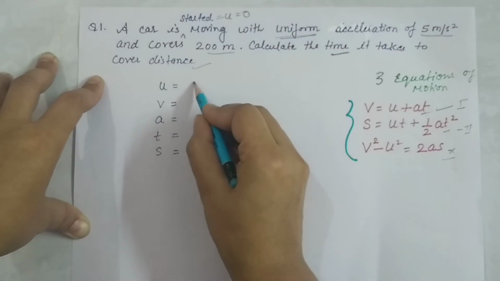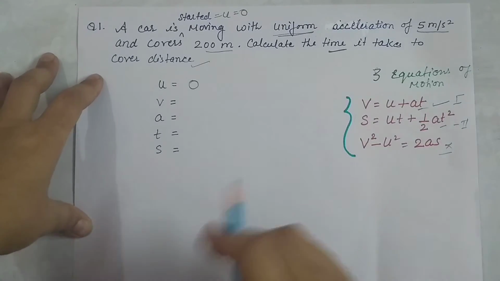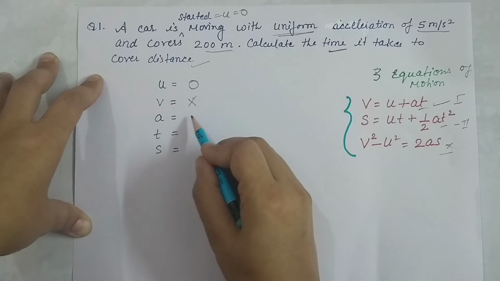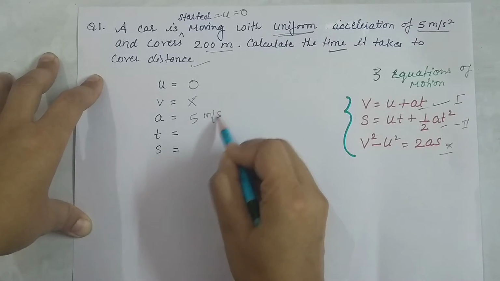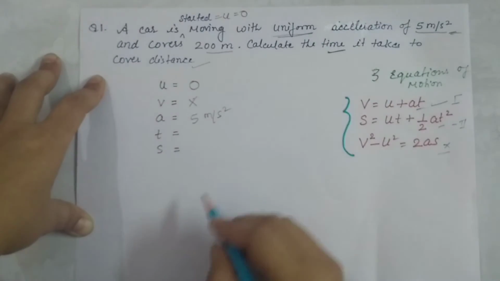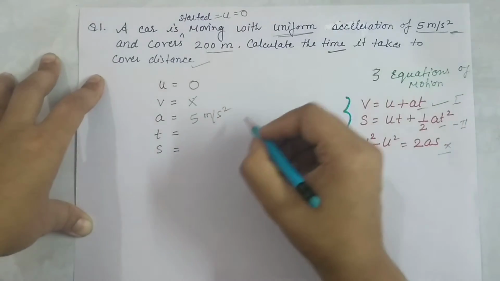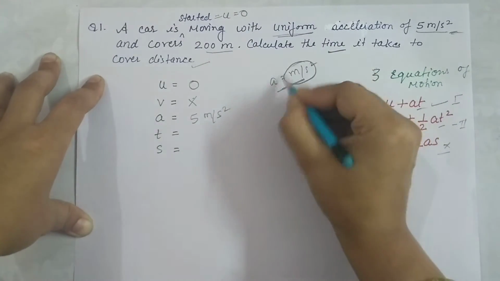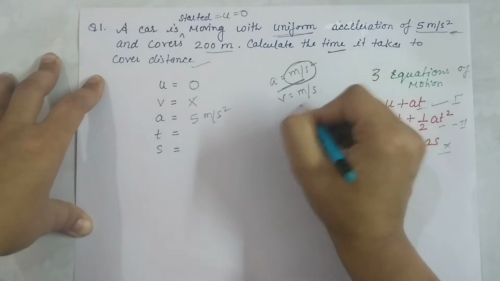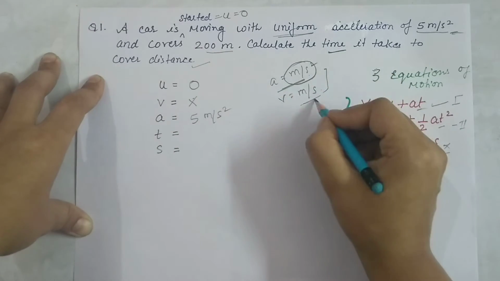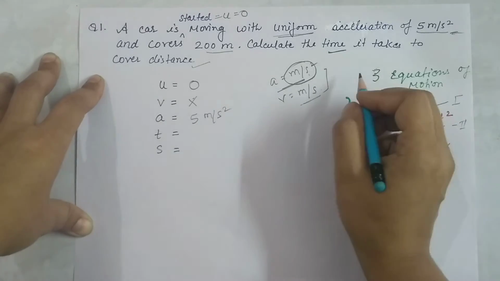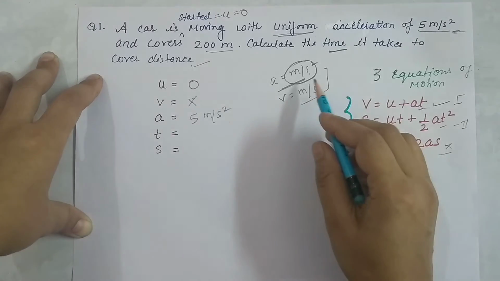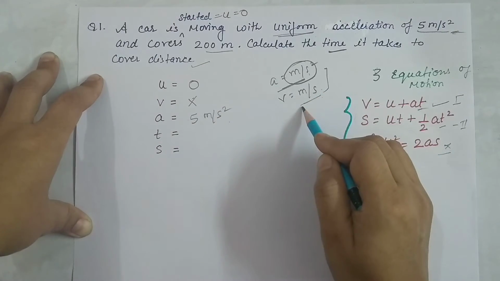Initial velocity is 0. Final velocity we don't know. Acceleration is given, 5 meter per second square. You will identify the velocity and the acceleration by the units: meter per second square is for the acceleration, and for the velocity it is meter per second. So don't confuse. By seeing the unit you are easily able to find out which magnitude is your acceleration and which one is your velocity.